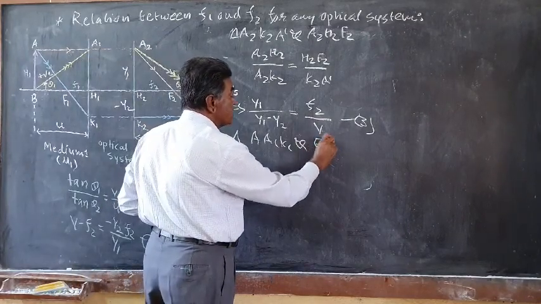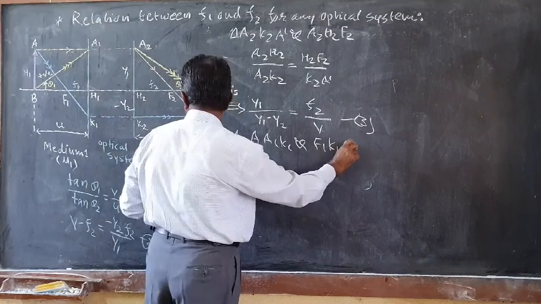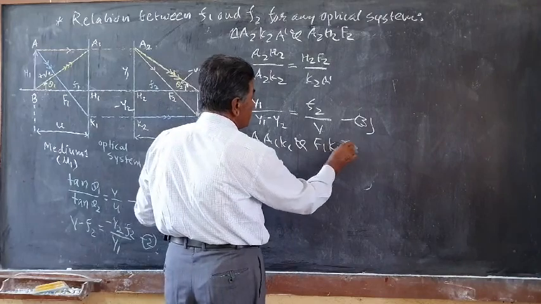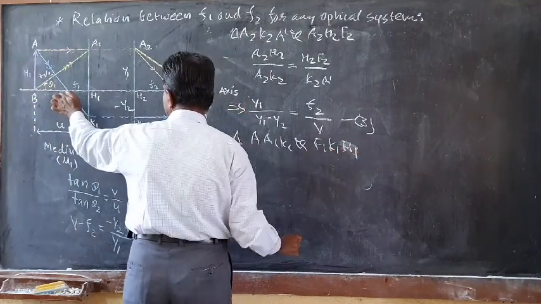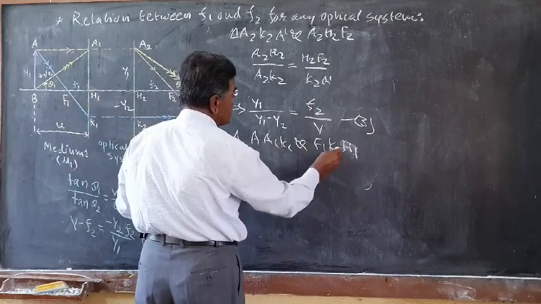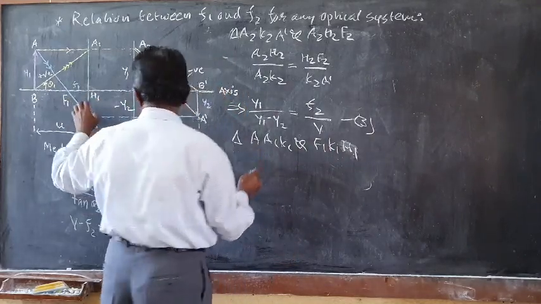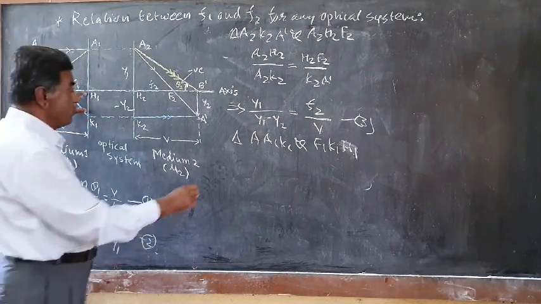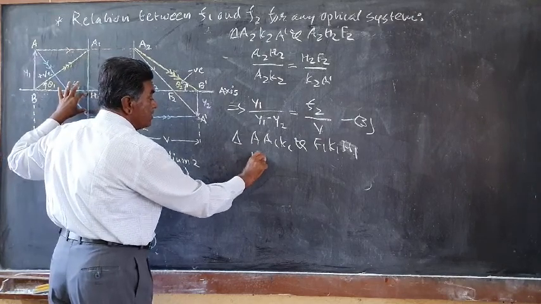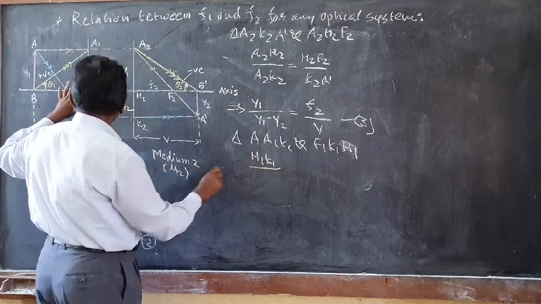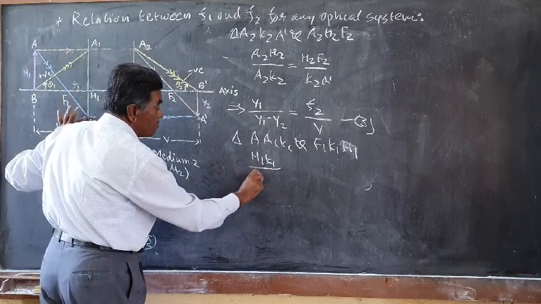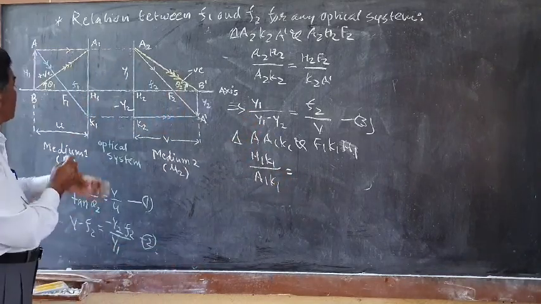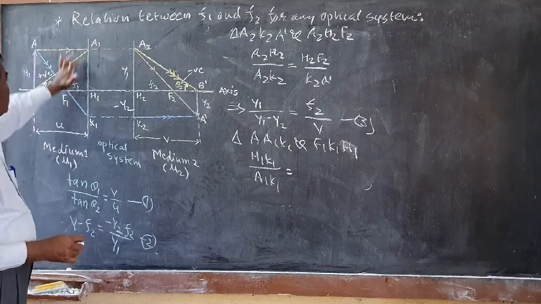These are similar triangles, F1 K1 H1. So this is F1 K1 H1, this is another triangle. From that triangle we can write the small triangle's sides divided by the big triangle's sides. Small triangle H1 K1 divided by A1 K1, the length of the big triangle, will be equal to this side divided by the corresponding side of the big triangle.